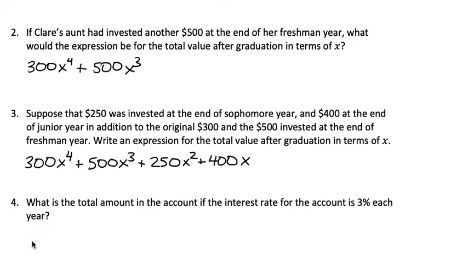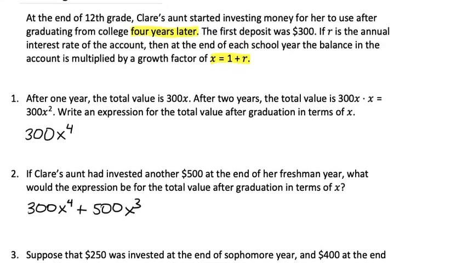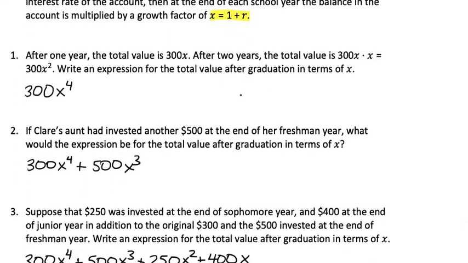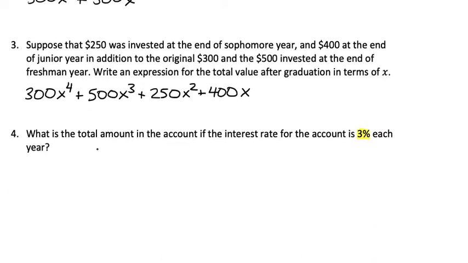Question 4 says what is the total amount in the account if the interest rate for the account is 3% each year? So, in order to figure this out, we need to turn this interest rate into x. And we saw earlier that x equals 1 plus r, where r is the interest rate. So x is going to equal 1 plus the interest rate of 3%.